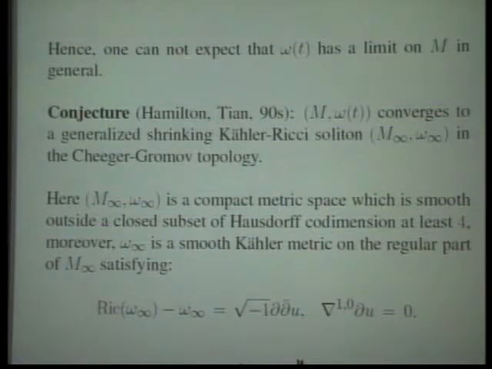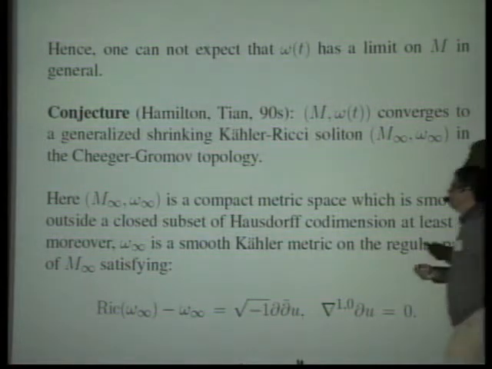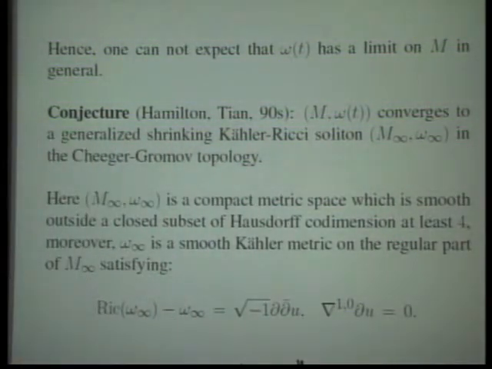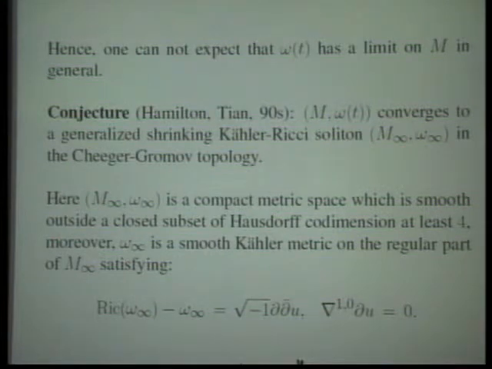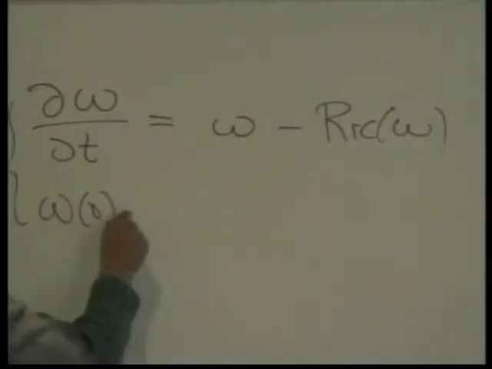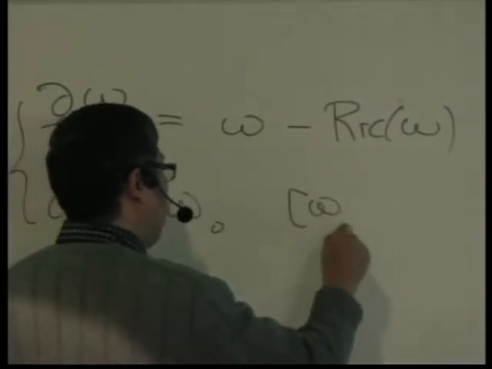So here I said one cannot expect omega t to converge. Omega t is the global solution Cao established. Maybe I write this here to remind you, since it was after quite a few transparencies. I have this flow, the normalized Kähler-Ricci flow, where omega zero is some initial metric, and the Kähler class of the initial metric is the first Chern class.